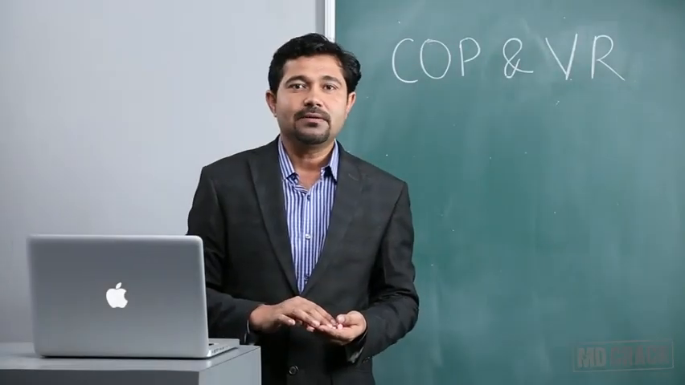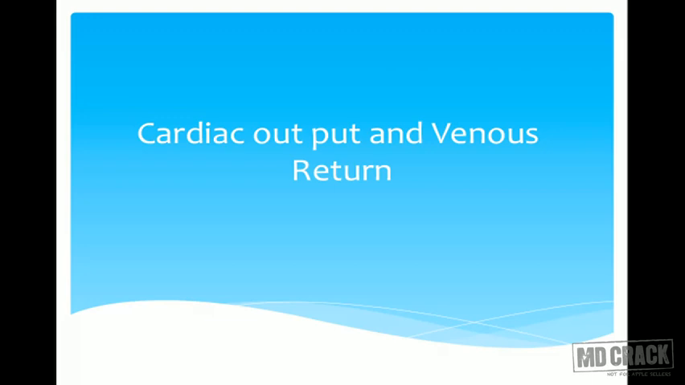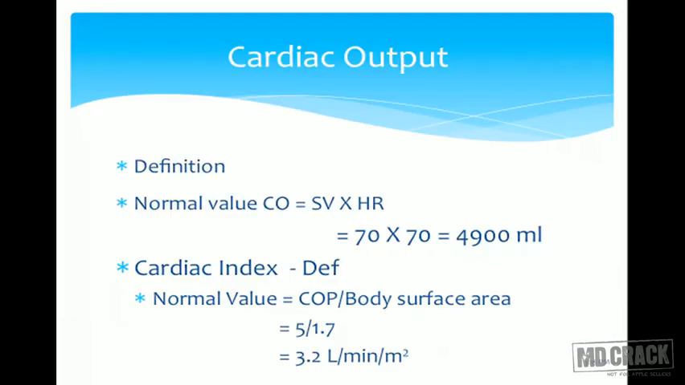Hello students, welcome to another session of cardiovascular physiology. In this lecture we will see about the cardiac output and venous return. Now, what do you mean by cardiac output? Cardiac output is the amount of blood pumped by each ventricle per minute. The value of the cardiac output is 5 liters.